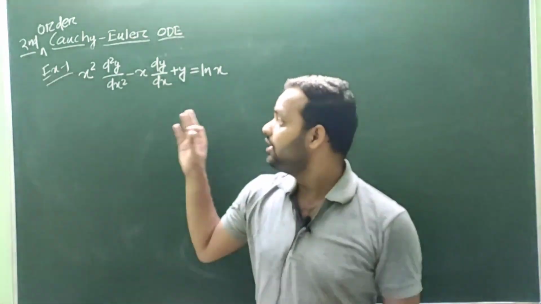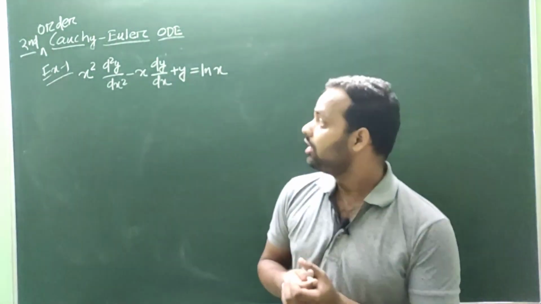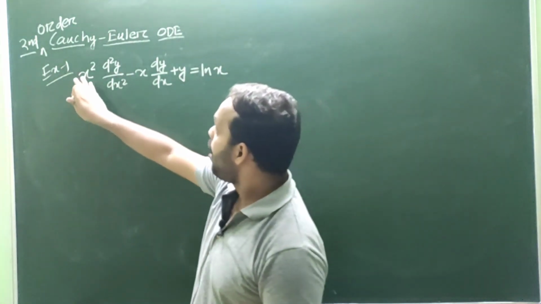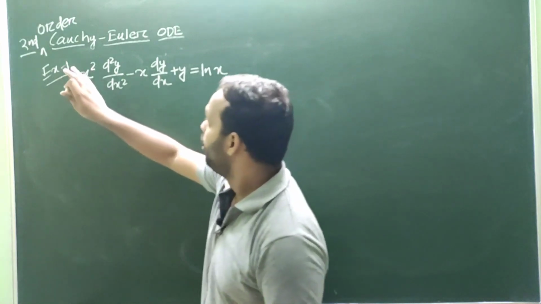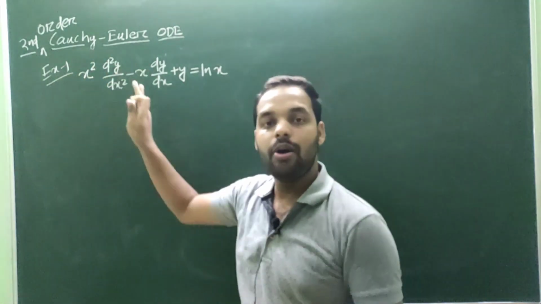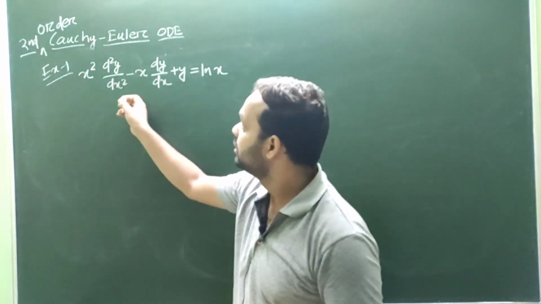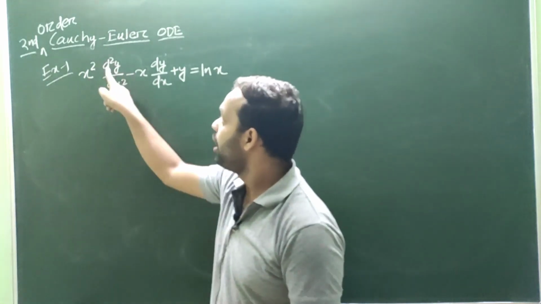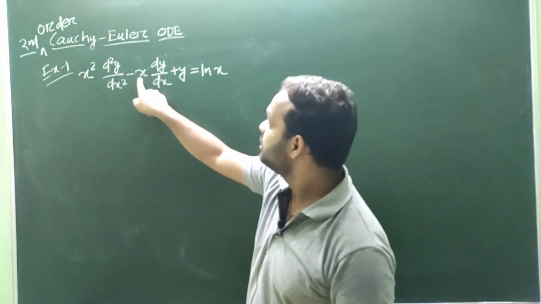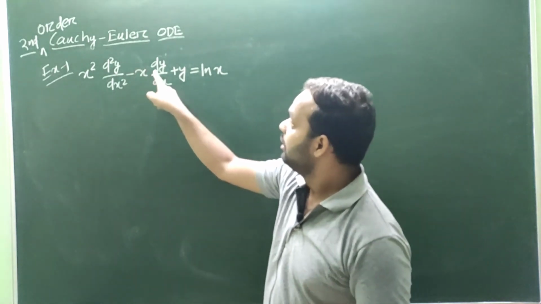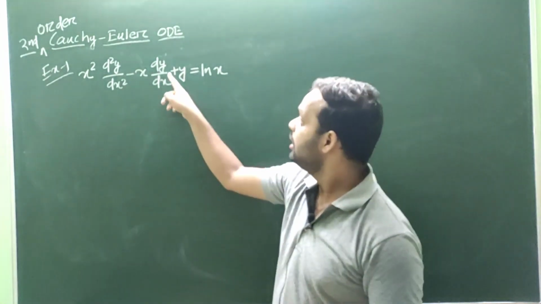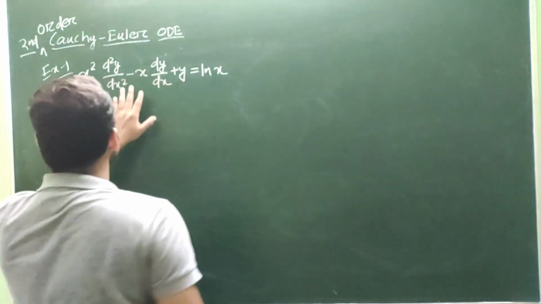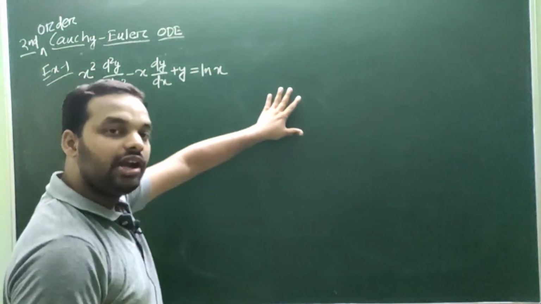Remember, whenever a differential equation is given, just see if this is in this form. I've told you the general form. The power of this independent variable must be same as the order of the differentiation. If you see this equation, here there is x square, that is the power is 2, and there is second order differentiation of y with respect to x. Right? Here the power is 1 of x, then the differentiation is of first order. And here there is no x, that is power 0, there is no differentiation. So we can conclude that this is a second order Cauchy-Euler ordinary differential equation.